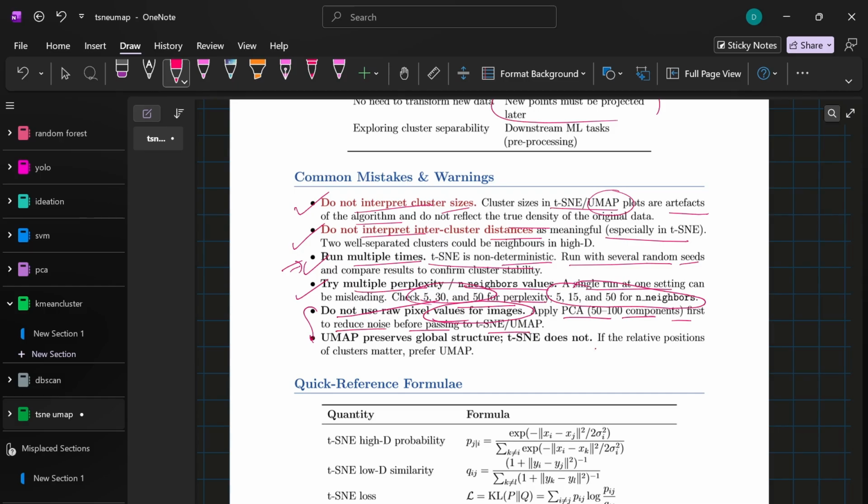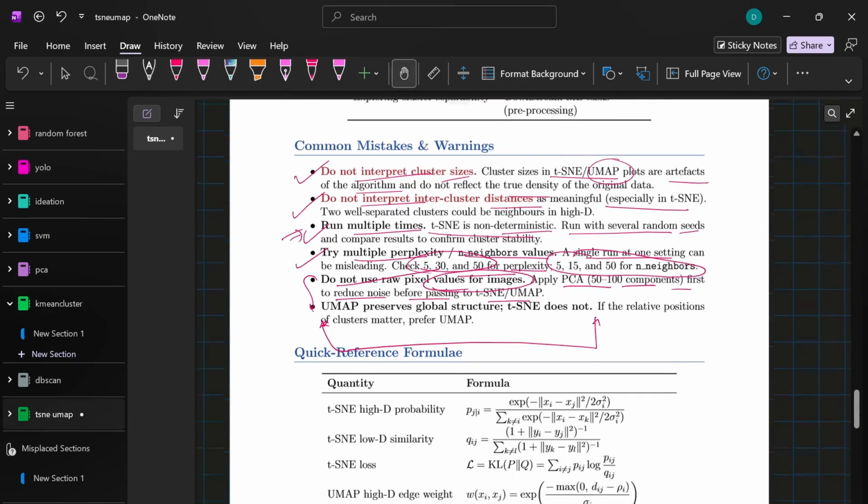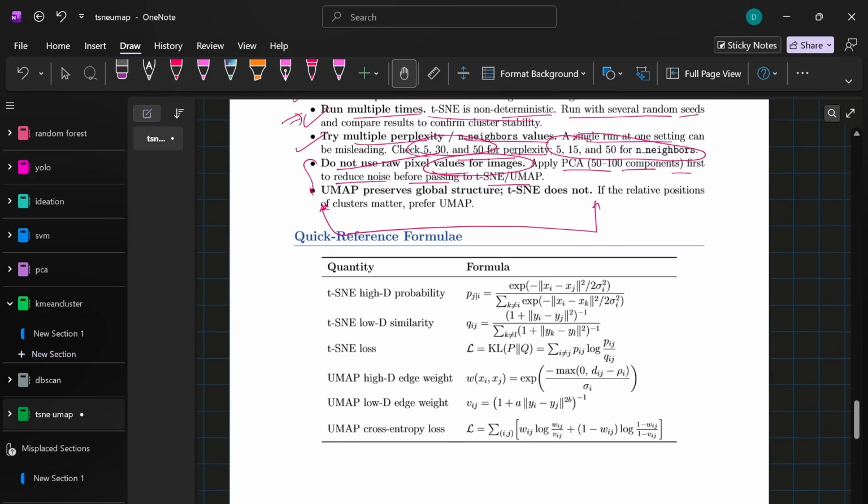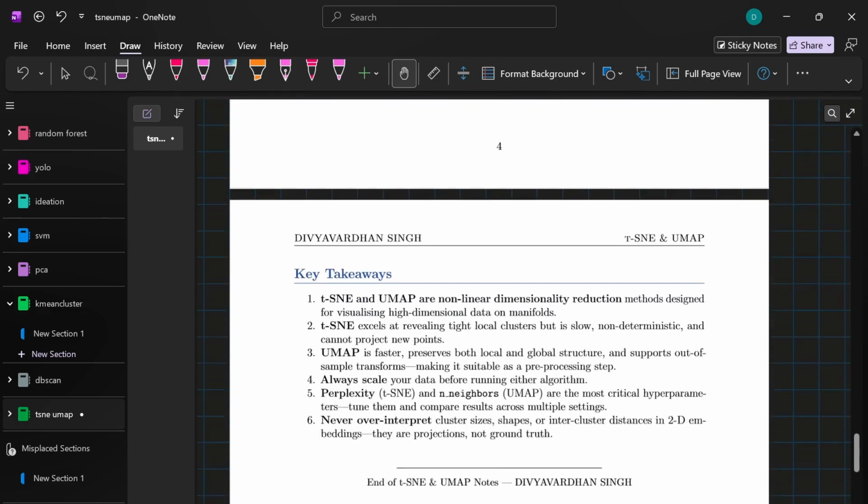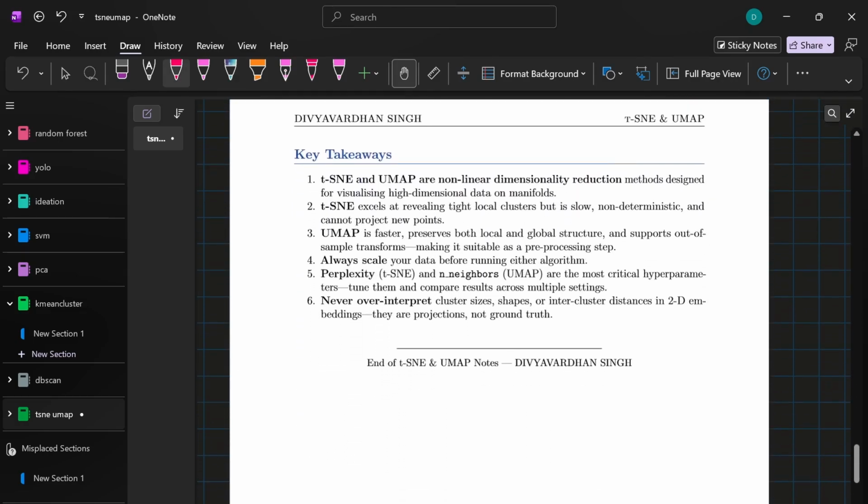Okay, so one of the key takeaways is that t-SNE and UMAP are go-to non-linear methods for manifold data. They should only be used for visualization. UMAP is a bit faster, preserves global structure, and handles new data, making it a stronger choice for most real-world workflows.